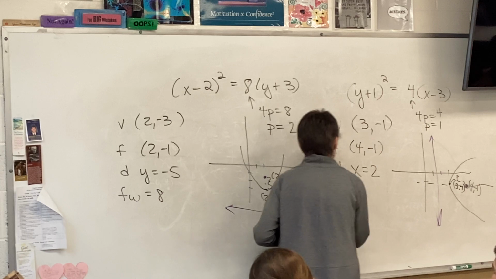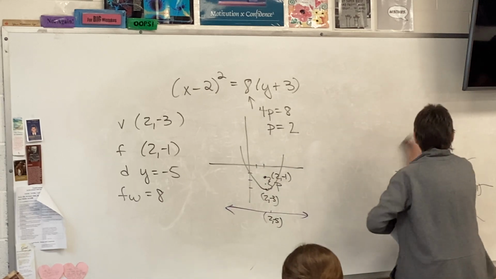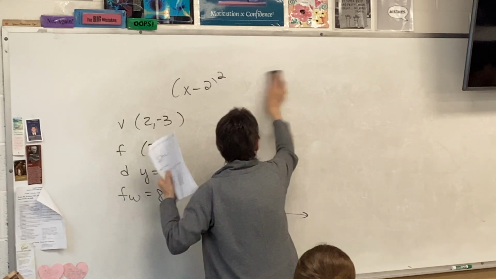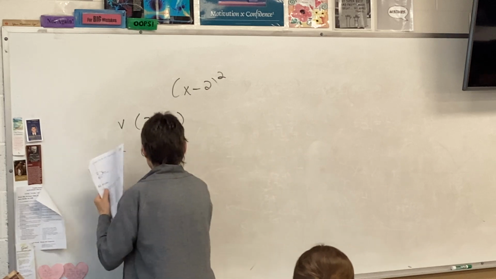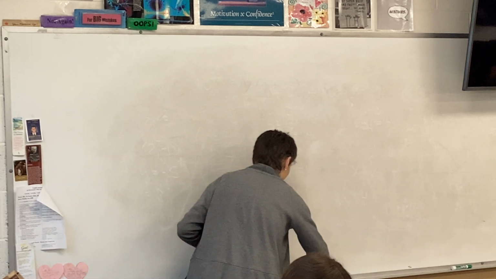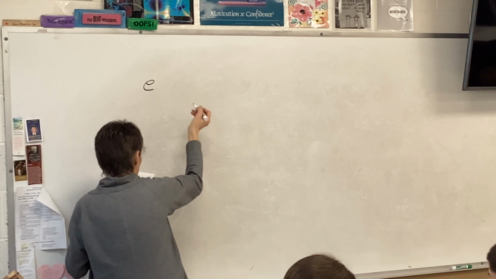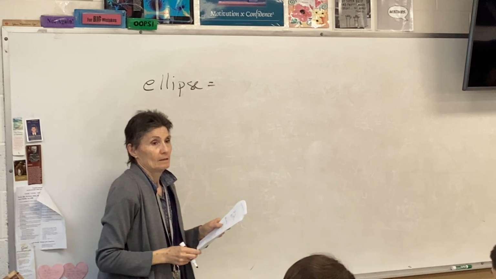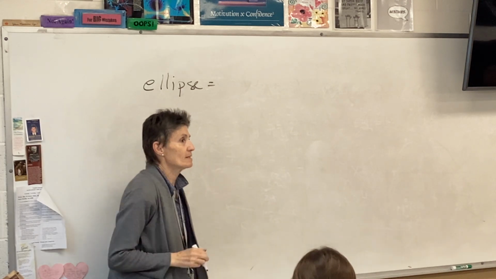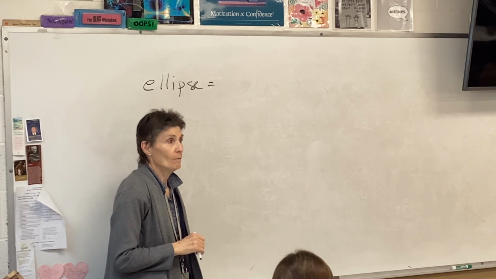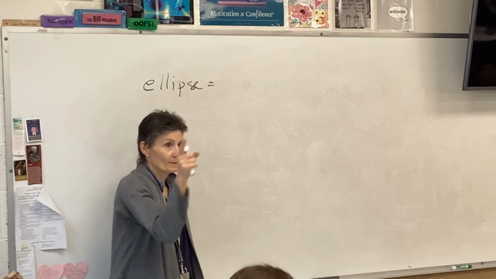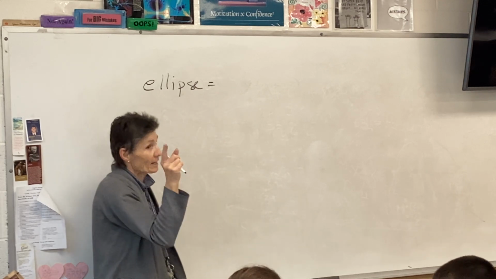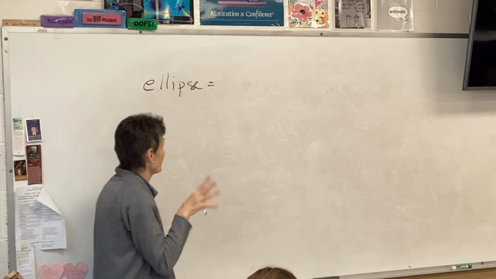Okay. All right, let's talk about our next conic section, which is the ellipse. Not eclipse, ellipse. Anybody know what the shape of an ellipse is? It's like an oval. Yep, that's what an ellipse is. And they can be sideways or up and down. Or they can actually also be diagonal, but we don't talk about the diagonal ones in this class.